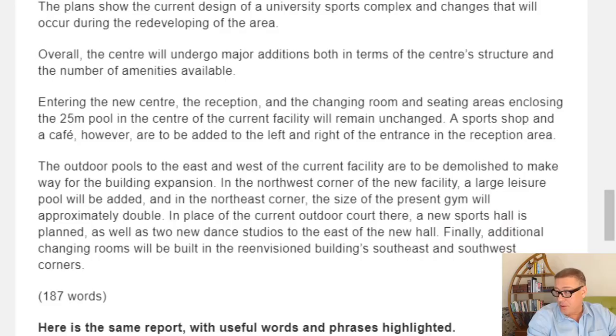In the northwest corner of the new facility, a large leisure pool will be added, and in the northeast corner, the size of the present gym will approximately double. In place of the current outdoor court there, a new sports hall is planned, as well as 2 new dance studios to the east of the new hall. Finally, additional changing rooms will be built in the re-envisioned building's southeast and southwest corners.